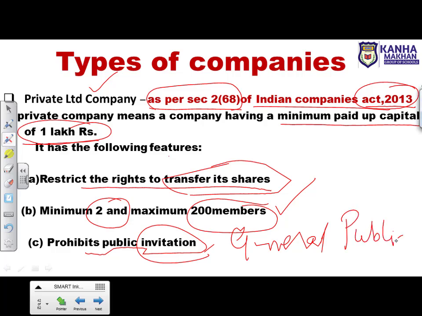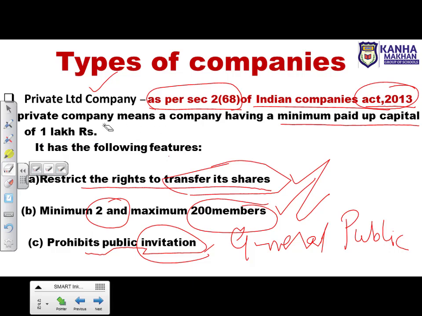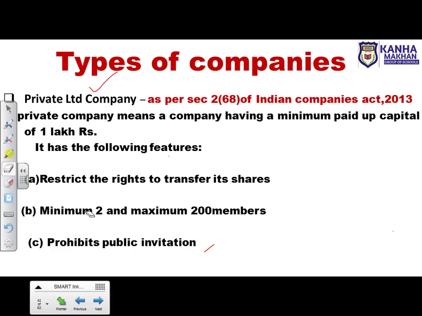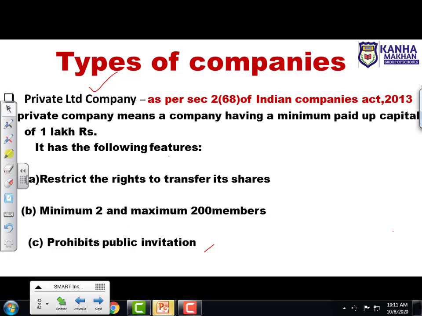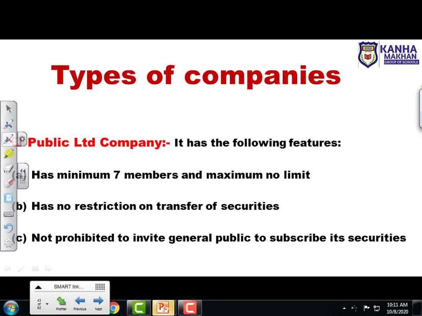So if any company has these three features, and it also has the minimum paid up capital of ₹1 lakh, that company will be considered a private limited company. I hope this private limited company is clear to you, right? So let's move on to the next type of company, your public limited company. Now we will discuss the public limited company.